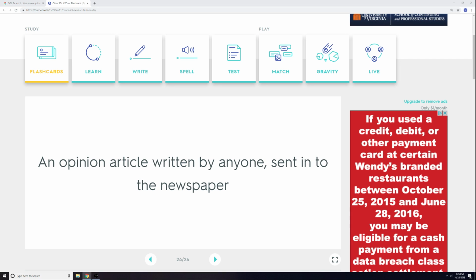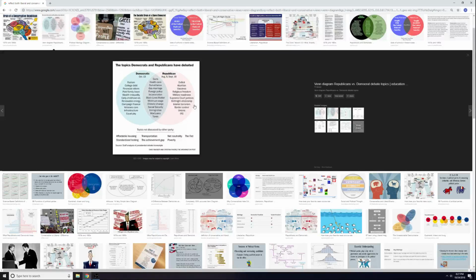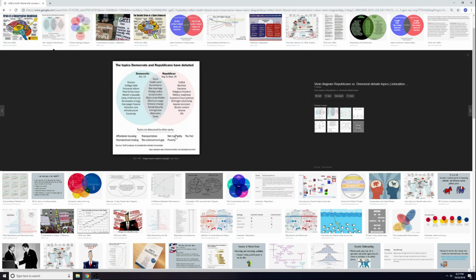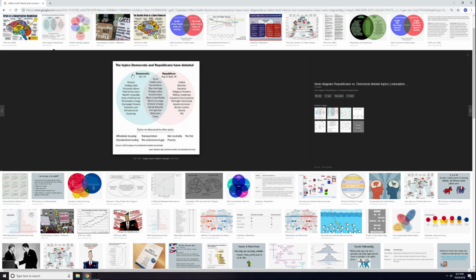Alright, I got another one I want to show you. Alright, so let's say I showed you this picture. Stop clicking on it, Mr. Wood. Sorry, being an idiot. Let's say I showed you this picture right here of this Venn diagram. Okay? What am I going for? What term am I going for?